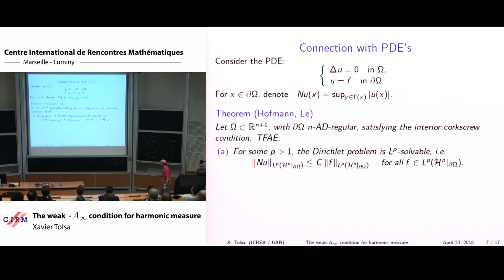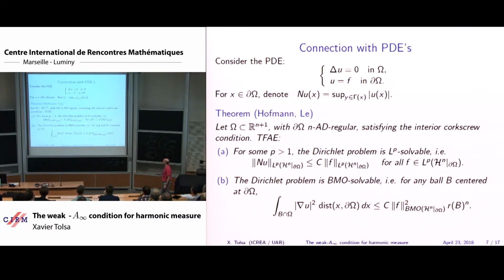as saying that we have this estimate between the non-tangential maximal function and the boundary value f in terms of L^p norms with respect to surface measure. Of course, this inequality is important because in a sense this maximal operator governs the non-tangential convergence of the solutions of the Dirichlet problem to the boundary. So this is equivalent to saying that some related condition called BMO-solvability holds, but let's go fast.